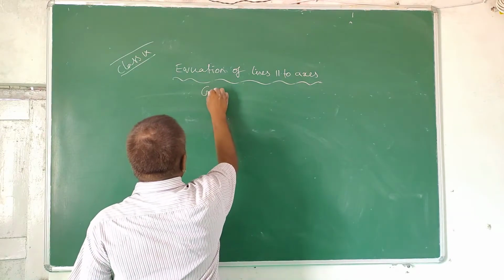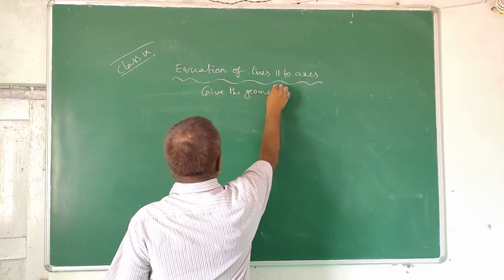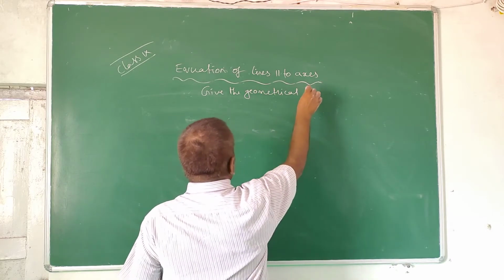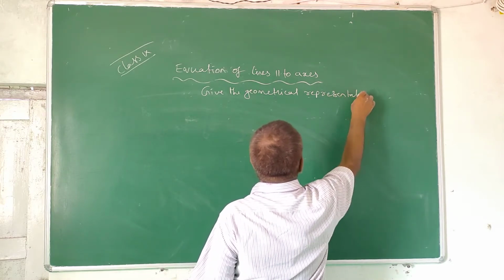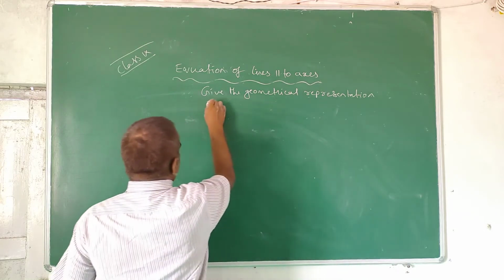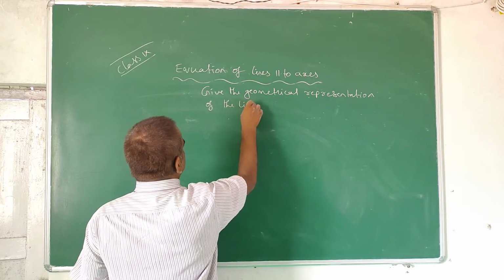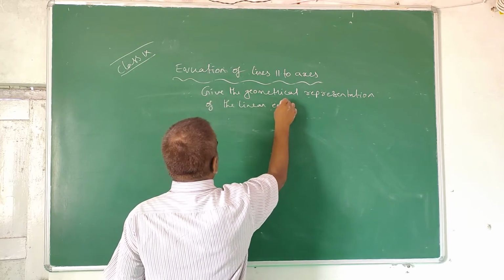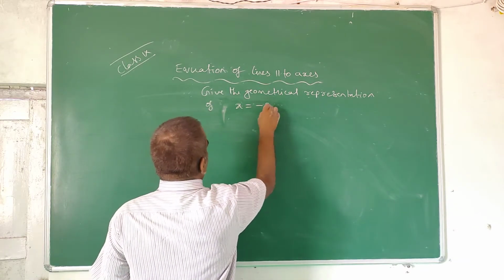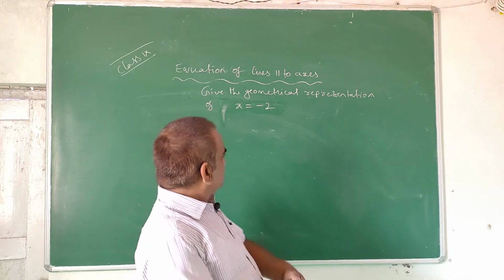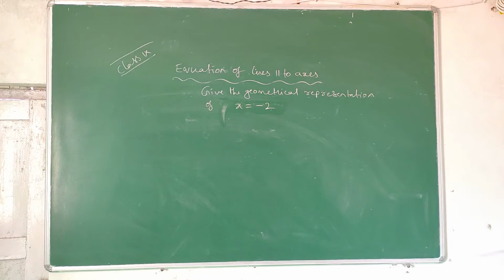Give the geometrical representation of the linear equation, say simply x is equal to minus 2. So give geometrical representation of x is equal to minus 2.